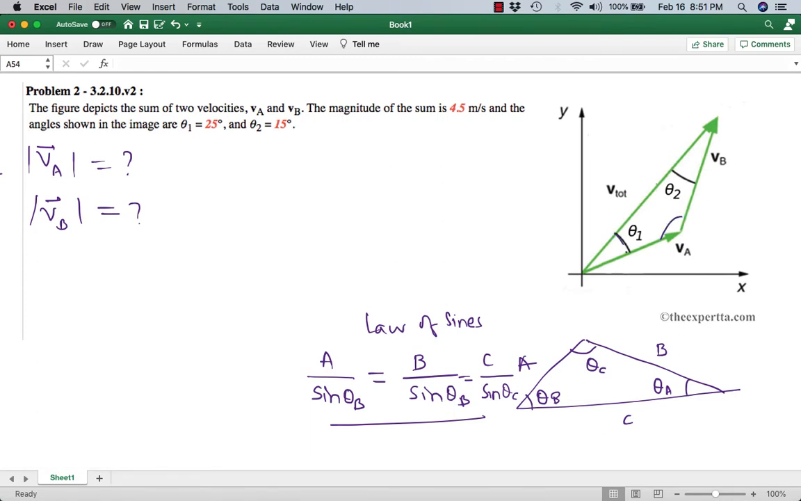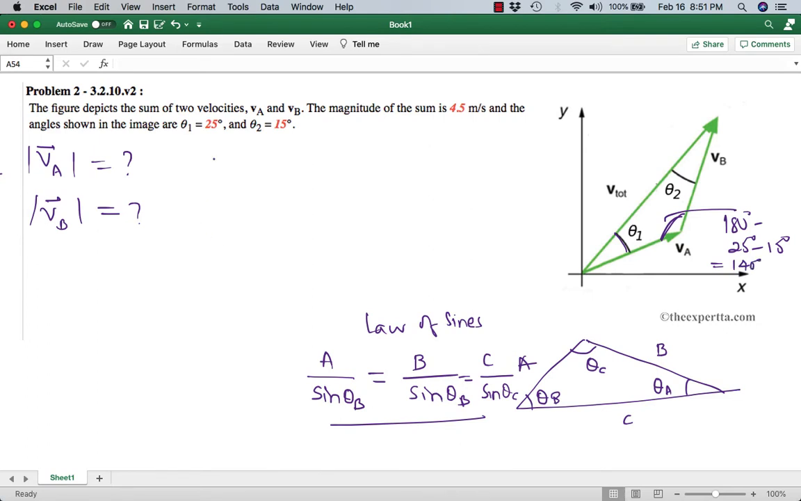These are given, theta 1 and theta 2. So this would be, the sum of the three angles in a triangle is 180 degrees, and this angle would be 180 minus theta 1 plus theta 2. Okay, that means 180 minus 25 degrees minus 15 degrees, which is 180 minus 40, which is 140 degrees.